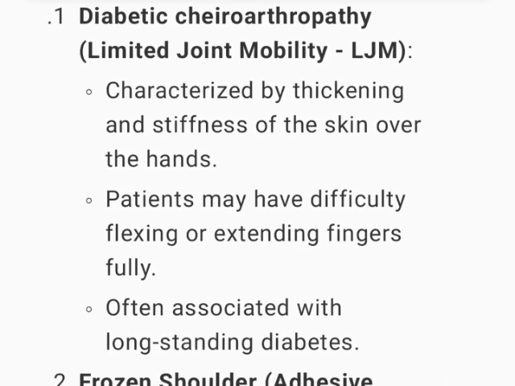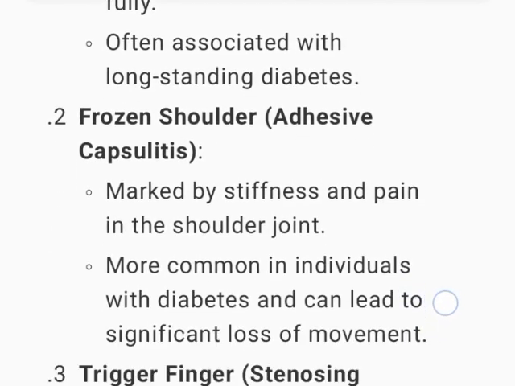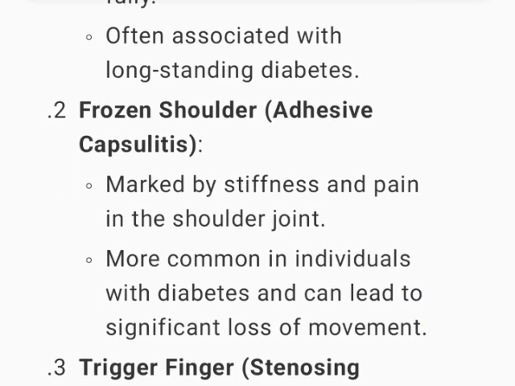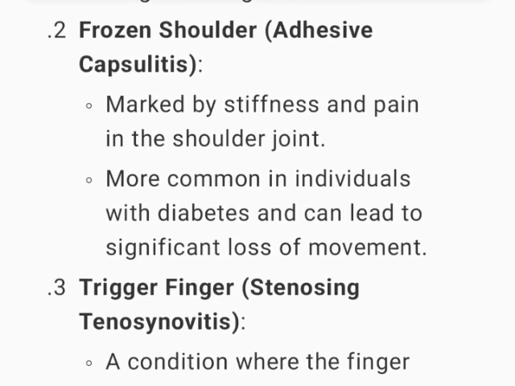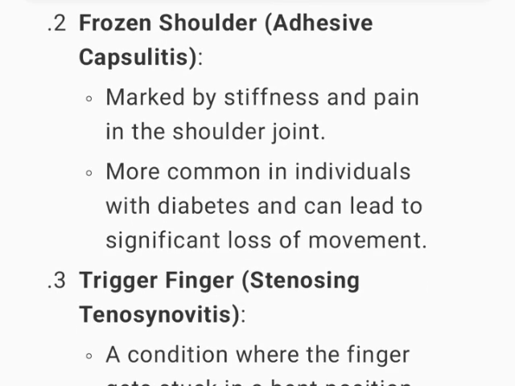1. Diabetic cheiroarthropathy, limited joint mobility, LJM, characterized by thickening and stiffness of the skin over the hands. Patients may have difficulty flexing or extending fingers fully, often associated with long-standing diabetes. 2. Frozen shoulder, adhesive capsulitis, marked by stiffness and pain in the shoulder joint, more common in individuals with diabetes and can lead to significant loss of movement.